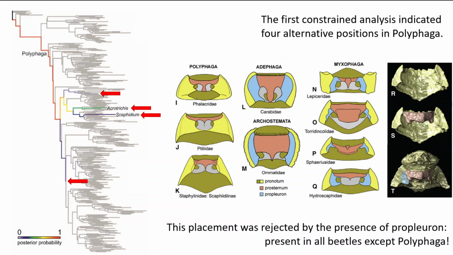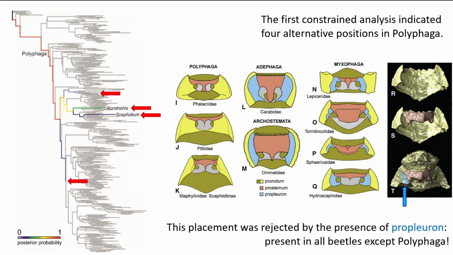The problem is that when we were superimposing the disarticulated pieces of these beetles, we realized that this beetle had to have the blue part exposed. So there's this blue part on the prothorax, which is called propleuron. This had to be a separate sclerite, which was exposed externally. And as you can see on the drawings for Polyphaga, this blue part is never visible. So actually this character somehow falsified and rejected all four alternative positions which we got in this first analysis.